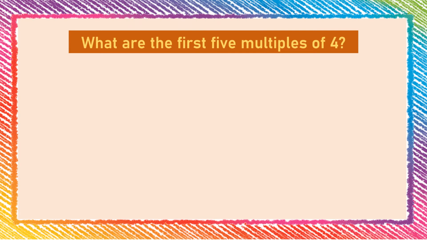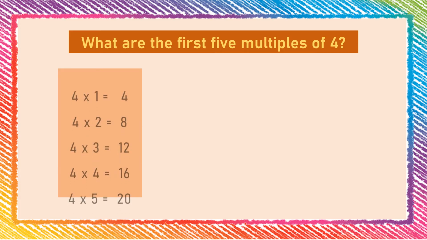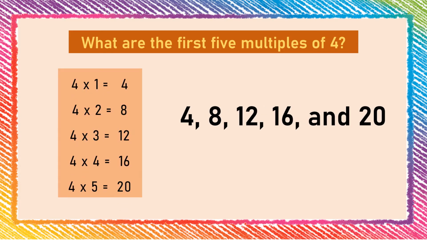Now, I want you to answer the following questions. What are the first 5 multiples of 4? The first 5 multiples of 4 are 4, 8, 12, 16, and 20.